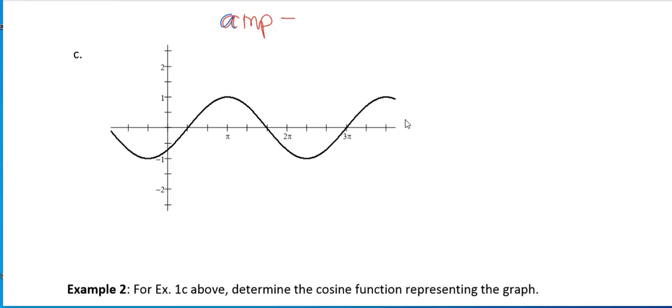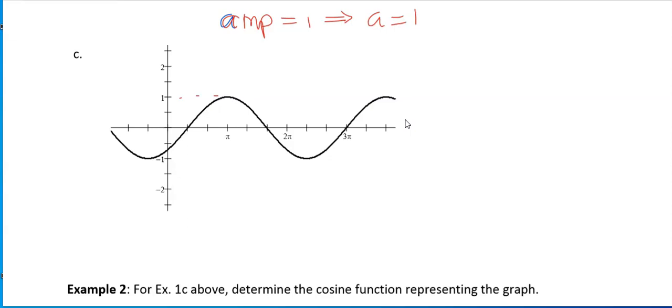All right, how far up and how far down does that graph go from the x-axis? Well, by golly, look at that. The amplitude is 1. Well, that was easy. So my A is 1. That's what it looks like to my old eye anyway. Look, that looks like a 1, doesn't it?